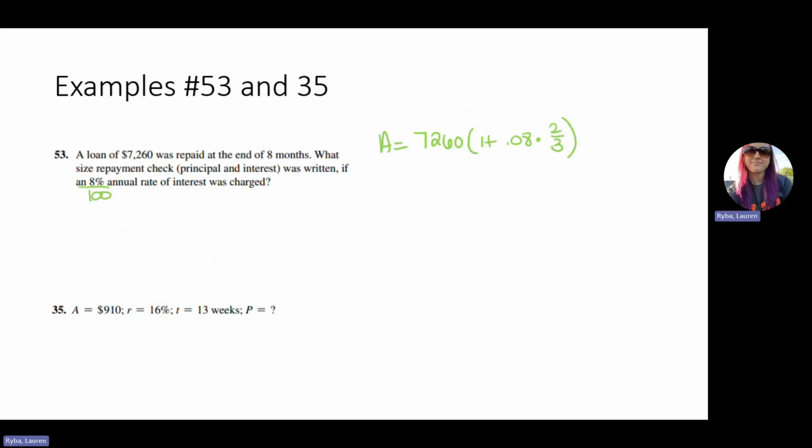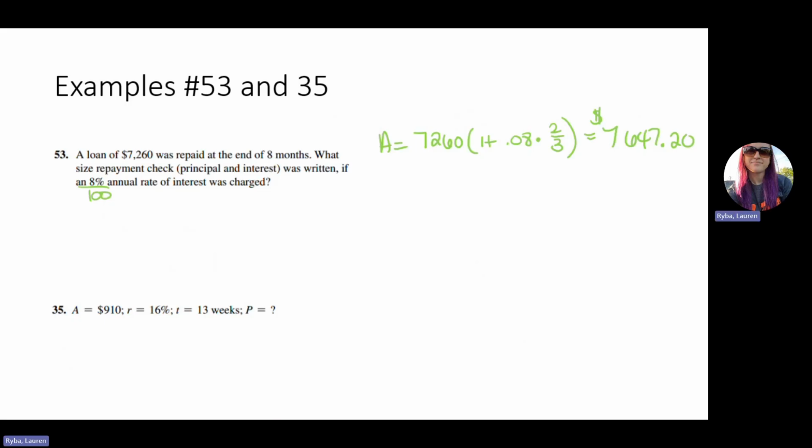You want to make sure you're using a scientific calculator that has parentheses when you are typing these in. Otherwise, it is not going to give you the correct answer. So if you have a handheld, you can use that. If you want to open up Desmos, that works too. You're literally just typing it exactly as you see it. 7,260, open parentheses, 1 plus 0.08 times 2/3. And you should get the same answer we got the first time. 7,000, that's a 4, not a 7. $7,647.20.